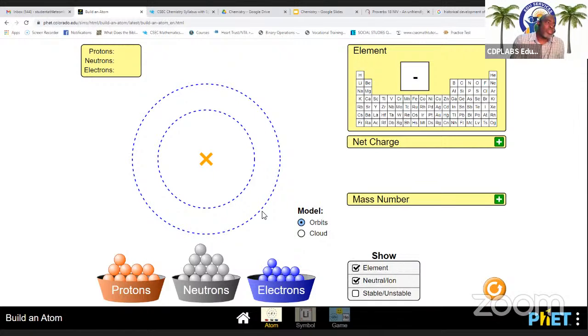All right. Now, inside an atom, the center of the atom is called the nucleus. And that is made up of both protons and neutrons. So the nucleus is made up of both what? Protons and neutrons. Now, the classification given to protons, neutrons, and electrons is referred to as subatomic particles. So you can make note of that.